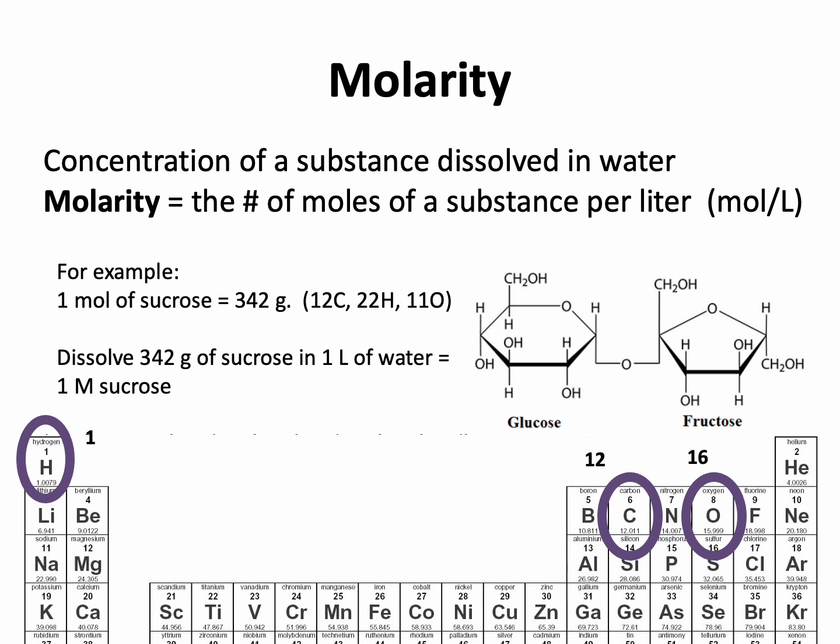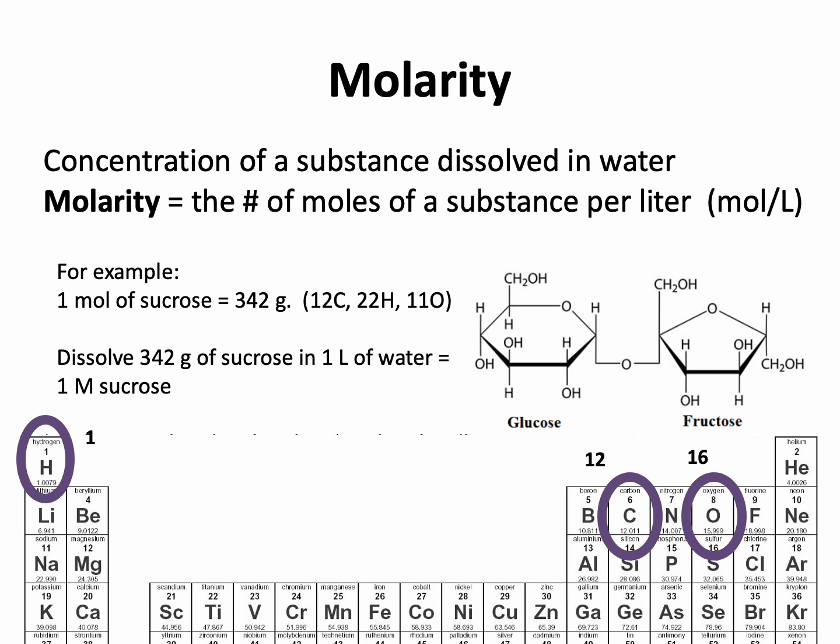Now, if you have 342 grams of sucrose and you dissolve it in 1 liter of water, you would have a 1 molar solution of sucrose. So again, you have a mole of sucrose. That's just the molecular weights added all up for all the varying atoms. You add them up, you take that number as grams, and then you dissolve it in a liter of water, and that gives you a 1 molar solution of sucrose.